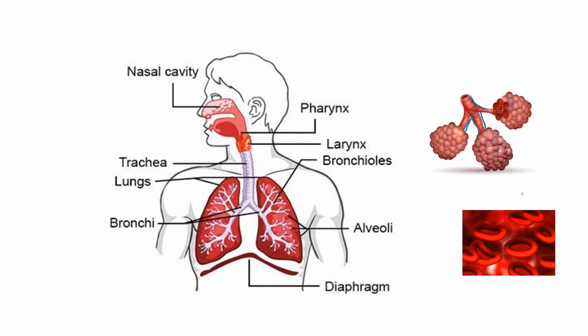And then when the air comes into the larynx, this larynx has the vocal cords. It is also called the voice box because the voice or the sound is produced inside this part. This is because the vocal cords vibrate because of the air and produce sound. From this larynx, the air reaches the trachea.